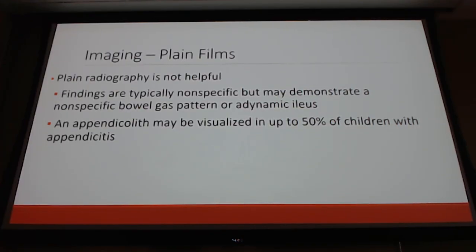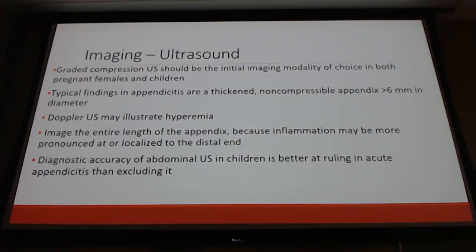But what are you going to reach for? The graded compression ultrasound, the initial modality in both pregnant females and children. And I'll tell you, if you work in a pediatric emergency department, they're going to have some ultrasound techs that are pretty amazing at doing right lower quadrant ultrasounds and looking for those types of things. What are they looking for? They're looking for a thickened, non-compressible appendix, usually greater than 6 millimeters in diameter.